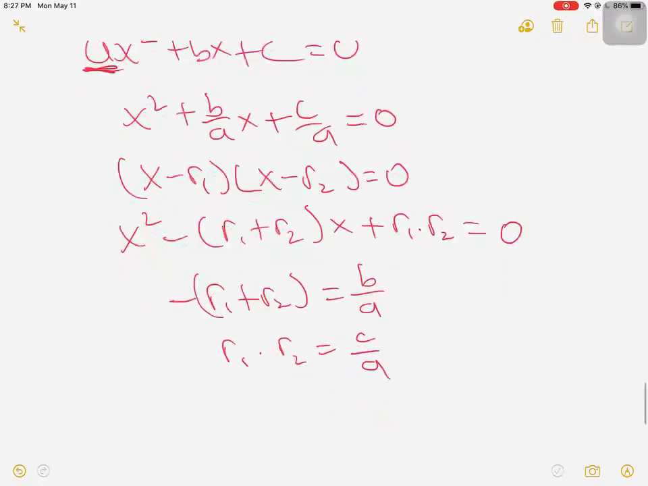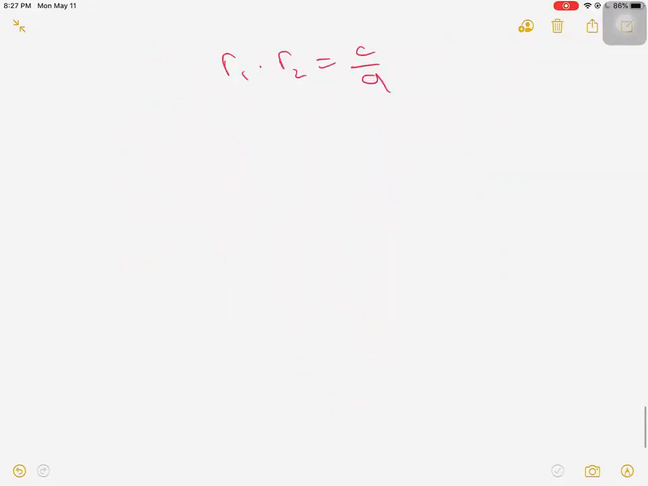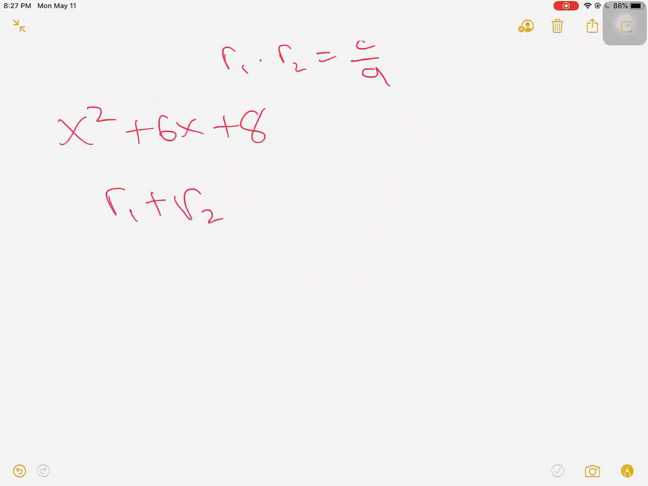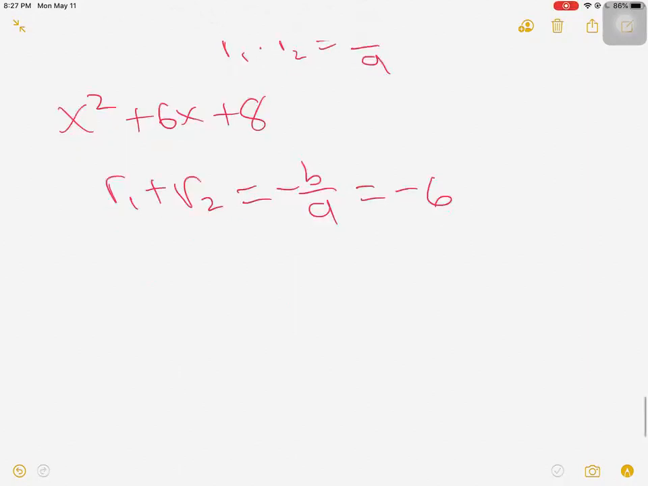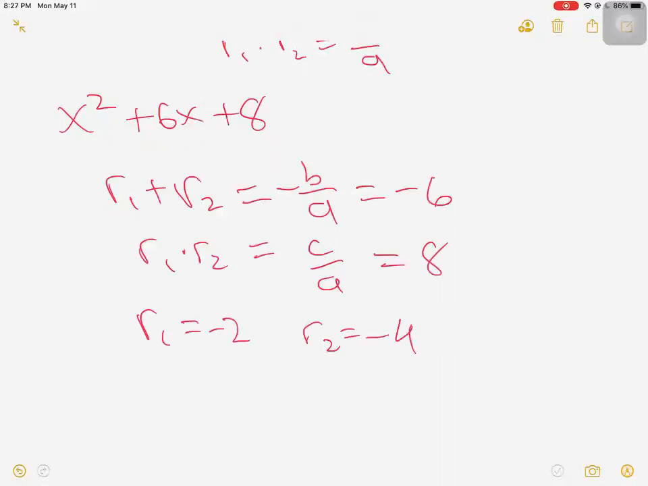And then an application is, if we apply it to our original equation of x squared plus 6x plus 8, what it basically tells us is that r1 plus r2, the sum of the two roots, is equal to negative b over a, which is negative 6. And it tells us the product of the roots, r1 times r2, is equal to c over a, which is equal to 8. And we already know that r1 and r2 equal these values, and this can be easily verified to work.